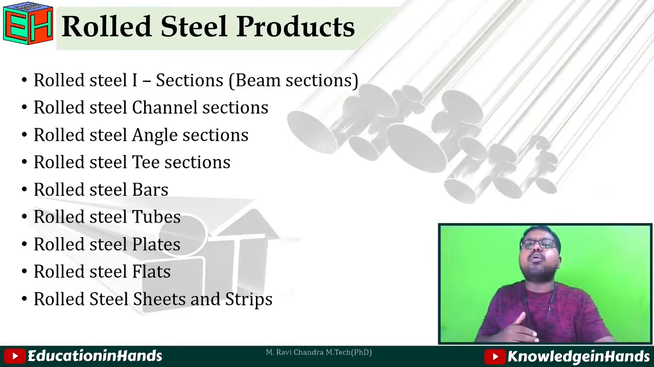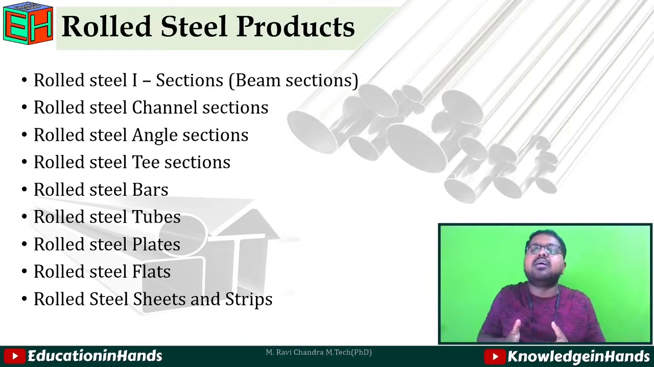Various types of rolled steel products that are produced in India are given like this. First one is rolled steel I sections, which is also popularly known as beam sections. The next, rolled steel channel sections. Next, rolled steel angle sections, which is in the shape of an angle. Then T sections. Next one is bars and tubes, plates and flats. Along with this, rolled steel sheets and strips. Let us see one by one.